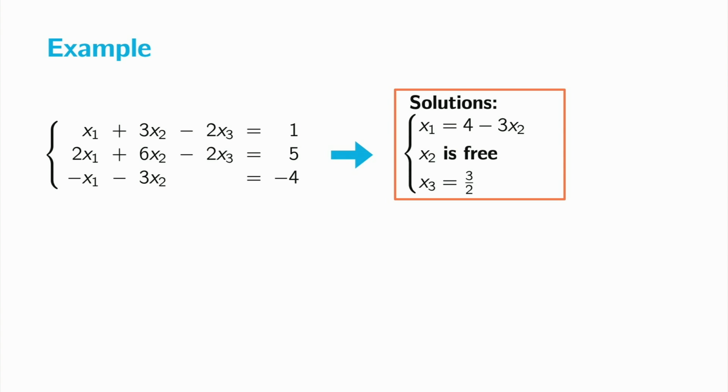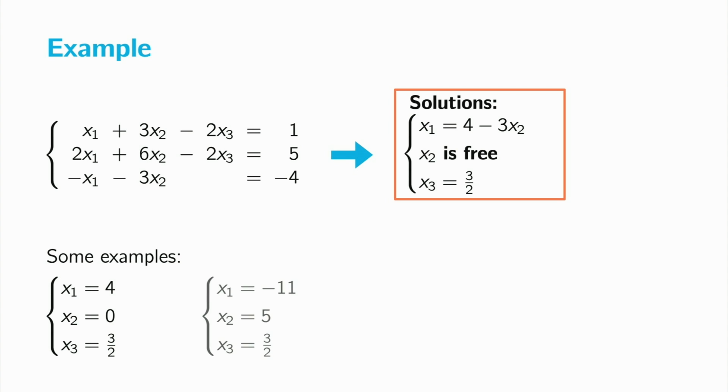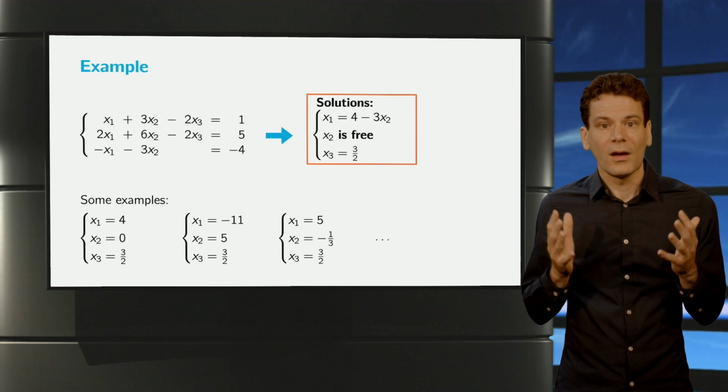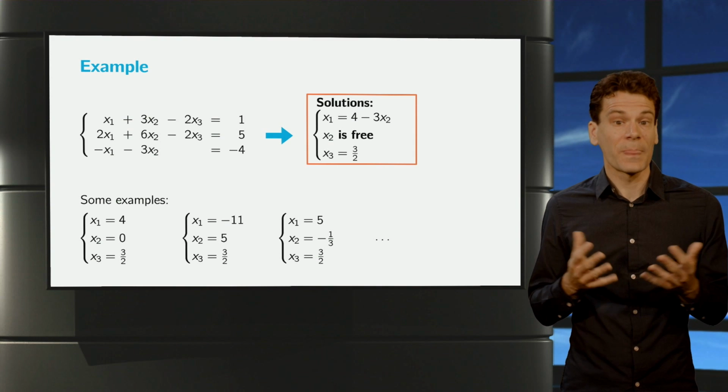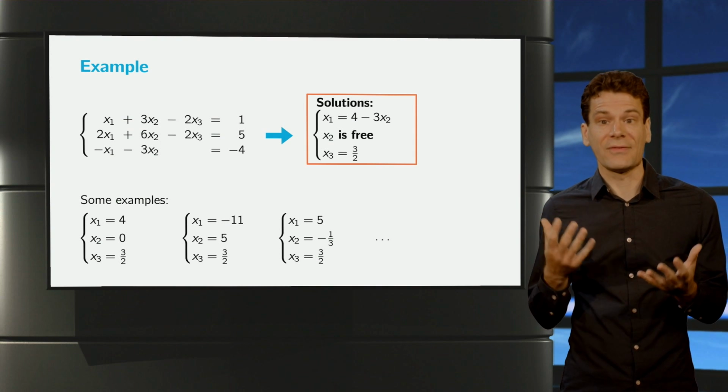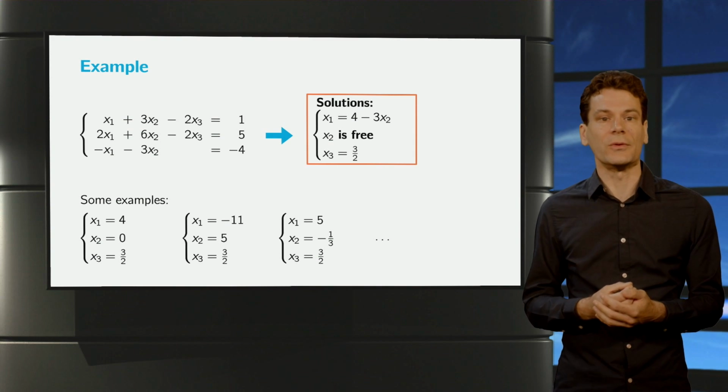For example, if you take x2 equal to 0, you get this solution. If you take x2 equal to 5, you get another solution. If you take x2 equal to minus 1/3, you get yet another solution, and so on. This system of equations has infinitely many solutions. A consistent system of equations has infinitely many solutions if it has at least one free variable.